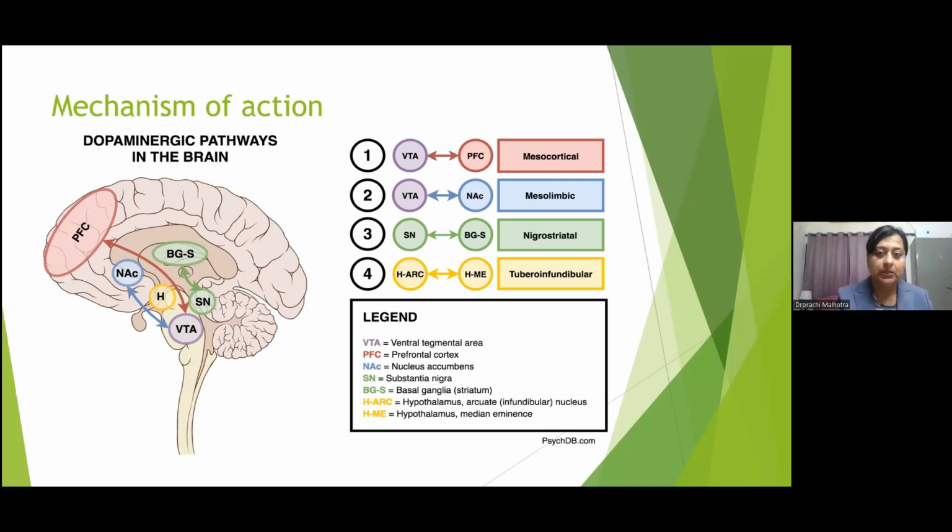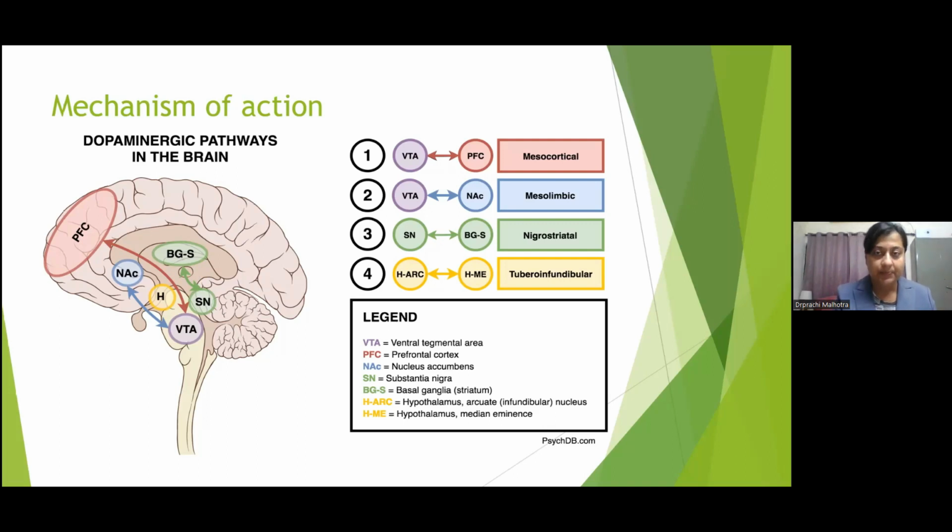Then the other pathway is the nigrostriatal pathway. It starts from the substantia nigra and ends on the basal ganglia. Substantia nigra to basal ganglia. When dopamine receptors are blocked in this pathway, the nigrostriatal pathway, it causes extrapyramidal side effects.